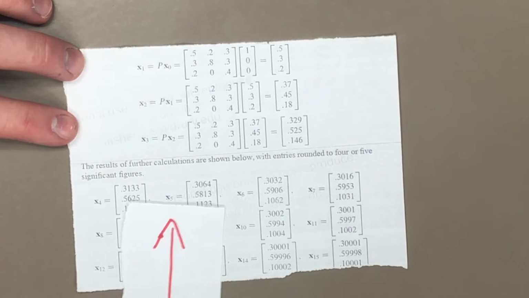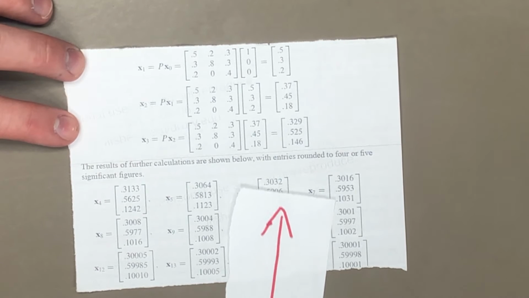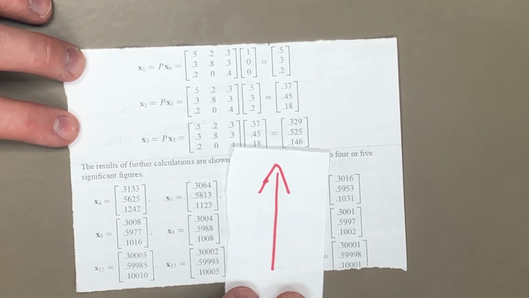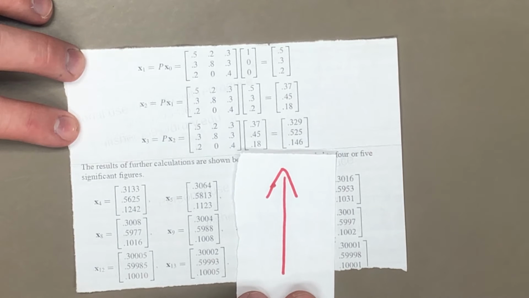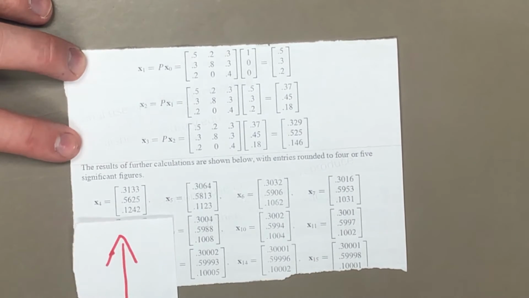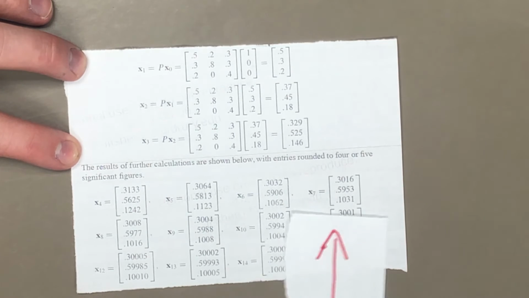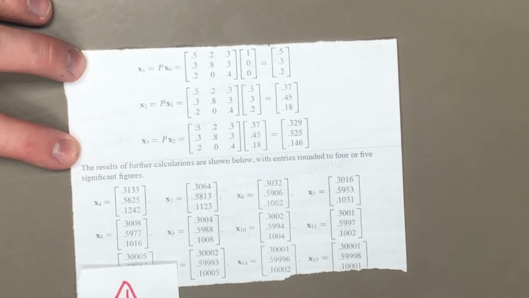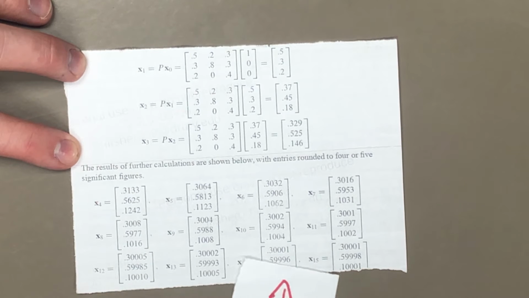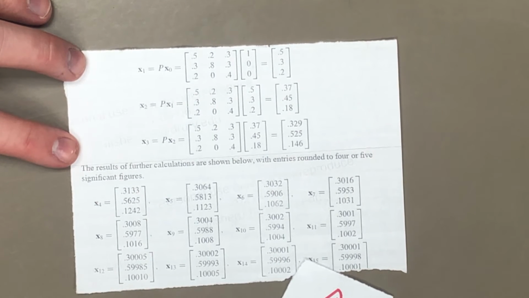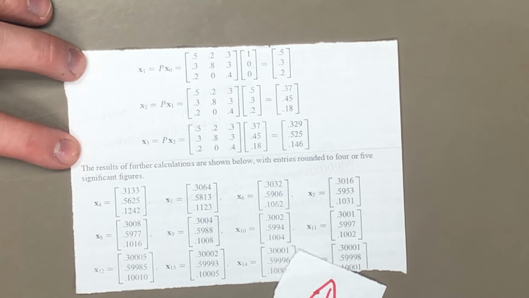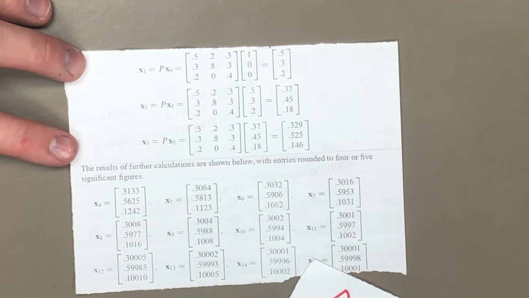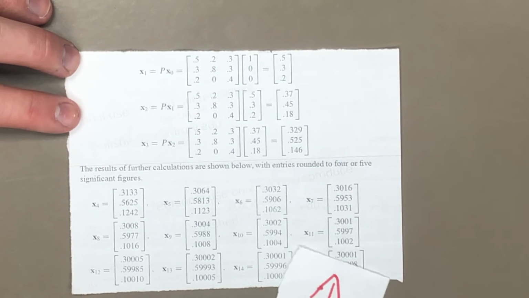We see that pretty consistently, even from x sub 3, the 10th digit is 3, 5, and 1. And if we continue through this, we see that the middle one is getting a little bigger, and it looks like the value is converging on a number. You can see that especially in this last one, where it's 0.30001, 0.59998, and 0.10001. It looks like the values are converging on 0.3, 0.6, and 0.1.